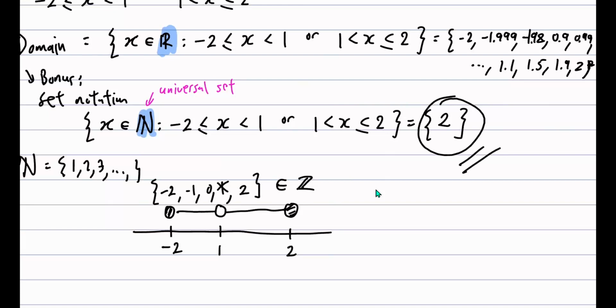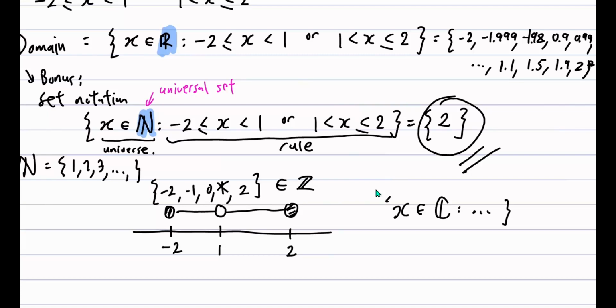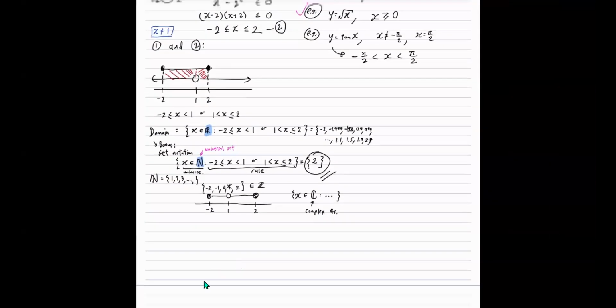This is set notation: the universal set, and then the rule. I forgot the name of this part, but this part here is called the rule. This part here is the universe, I guess, the type of numbers that the set contains. It contains natural numbers, or it contains real numbers. In the future, you'll see x an element of C, complex numbers, a plus bi, but don't worry about it. So it matters in set notation. Yeah, so that's how you describe domains.